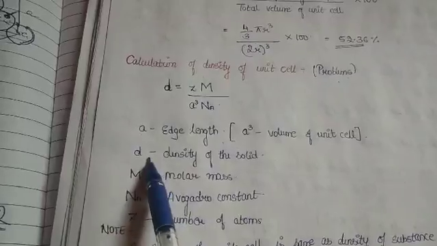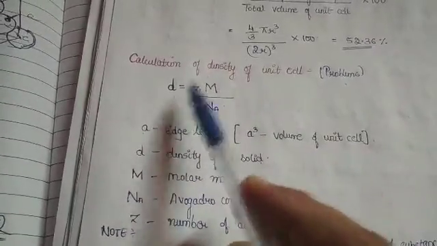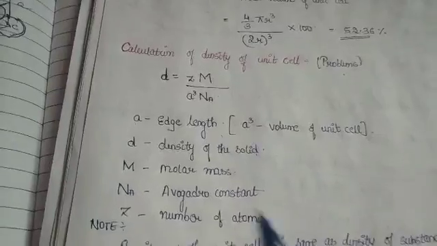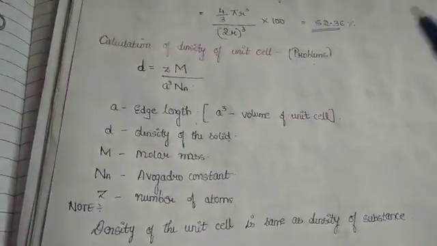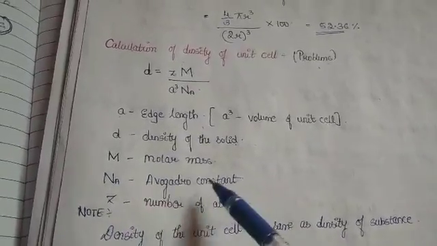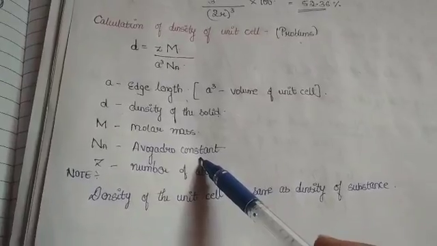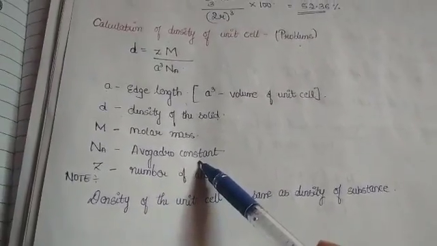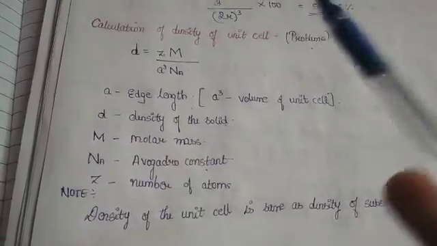D is the density of the solid or the unit cell, which we have to determine according to this formula. M is the molar mass of whatever substance they are going to give you. Na, as I mentioned, is the Avogadro constant. Of course, you know the constant value. What is that? Yes, 6.022 into 10 to the power of 23 atoms, ions or molecules, whatever it may be.